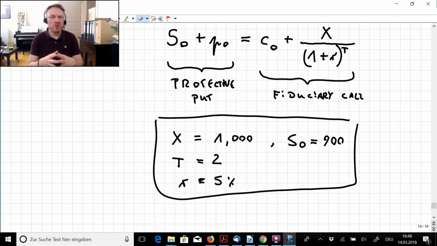What's important to understand when it comes to put call parity is that we don't know the exact value of the call option, and we don't know the exact value of the put option either, but we know the difference of those two values.